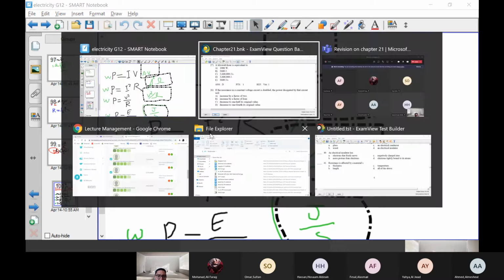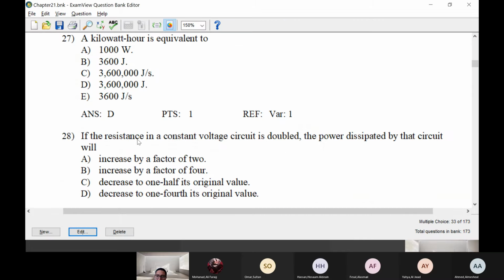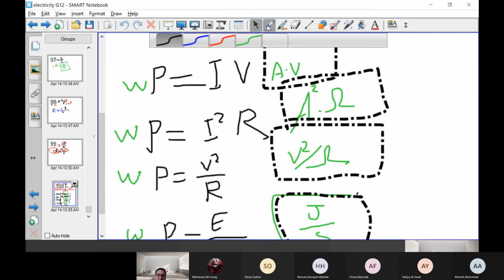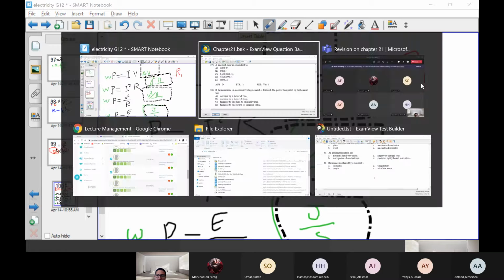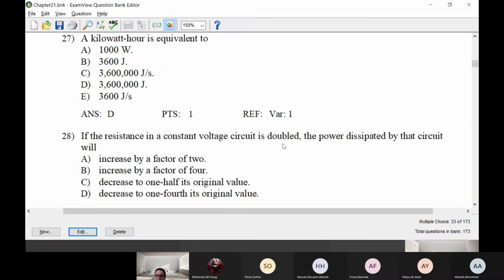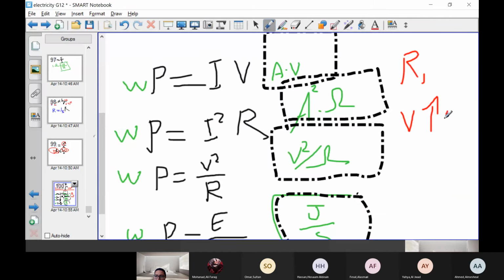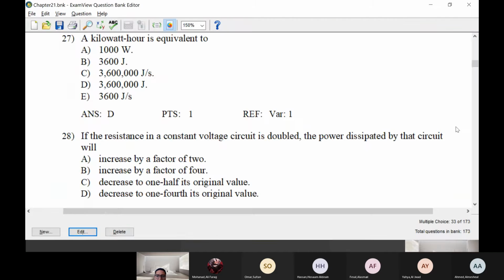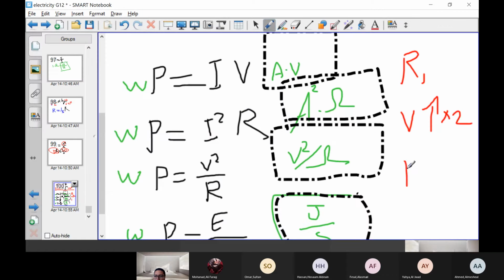Let's go back to the question. Resistance is constant, so we have resistance. I put them in red. What else is mentioned? The voltage is doubled, multiplied by 2. He is asking about the power. What happens to the power? Depending on the features mentioned in the question, I have to pick the equation I'm going to use. Power, voltage, resistance. The only equation that has power, voltage, and resistance is this one.